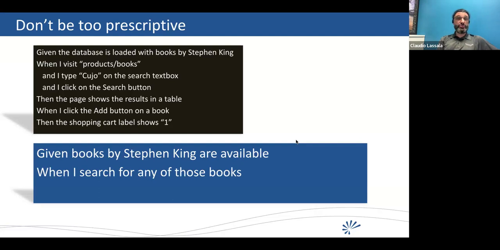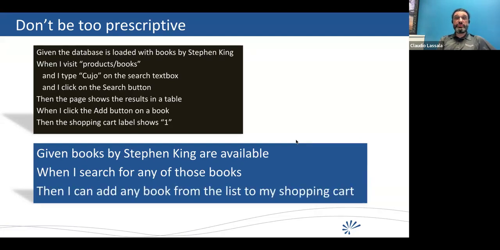When I search for any of those books, then I can add any book from the list to my shopping cart. That's it. That's the level of detail that I like to, again, promote conversation, encourage conversation, and then let UX designers figure out what is the best user experience to enable this goal, this value proposition.